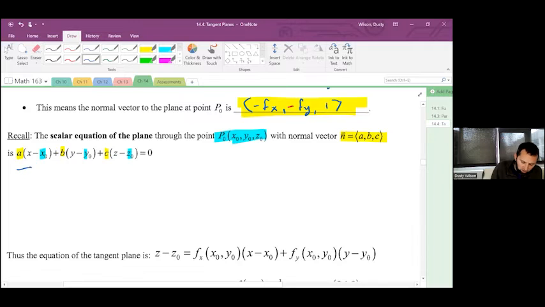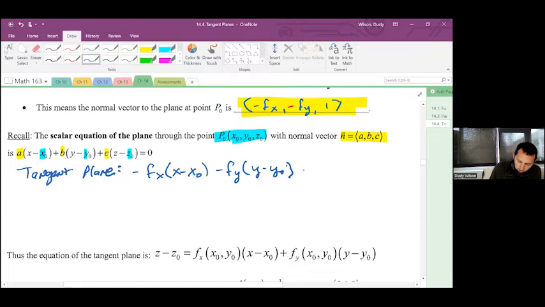So our tangent plane would be minus fx times x minus x naught, minus fy times y minus y naught, plus 1 times z minus z naught, equals 0.